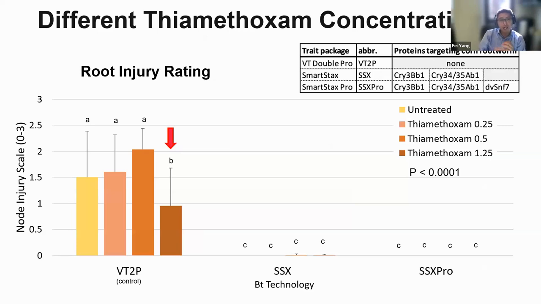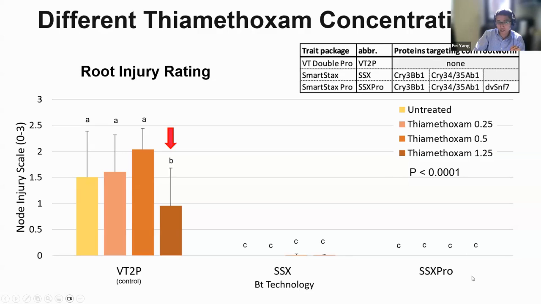So for the first study, understanding different concentrations, we have BT2B as non-BT, and we have Smart Stack with Cry BT proteins and Smart Stack Pro with both Cry proteins and RNA technology. For insecticide seed treatment, we have an untreated one and 3 different concentrations for thiamethoxam ranging from 0.25 to 1.25. If we look at the figure here, the y-axis is the node injury scale, and the x-axis are the different BT and non-BT traits.